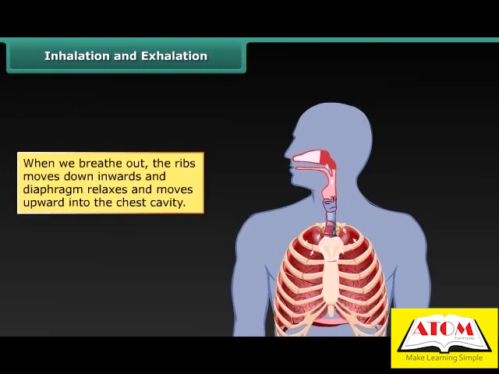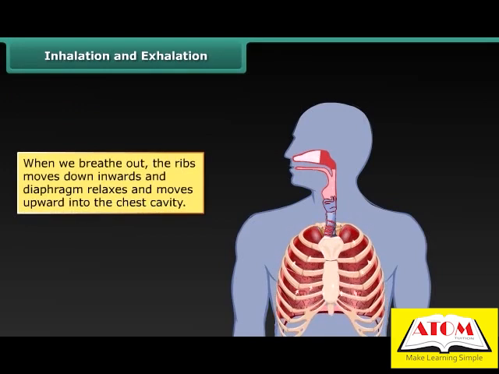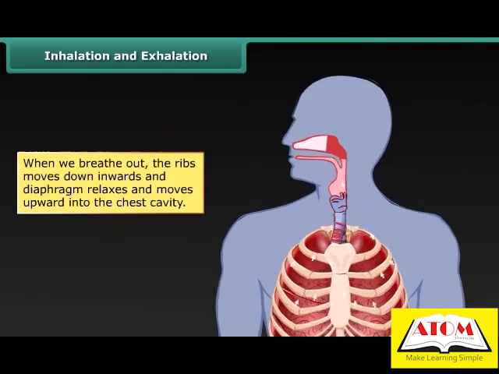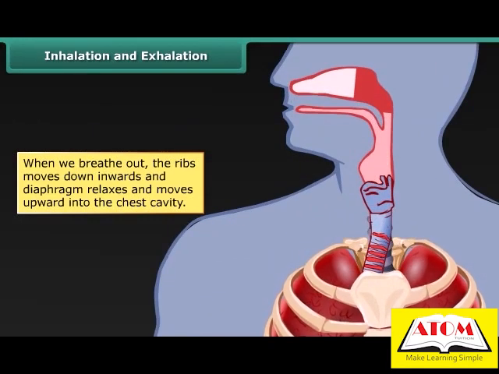When we breathe out or exhale, our ribs move down inwards and our diaphragm relaxes and moves upward into the chest cavity. As the space in the chest cavity gets smaller, air rich in carbon dioxide is forced out of our lungs and windpipe and then out of our nose or mouth.